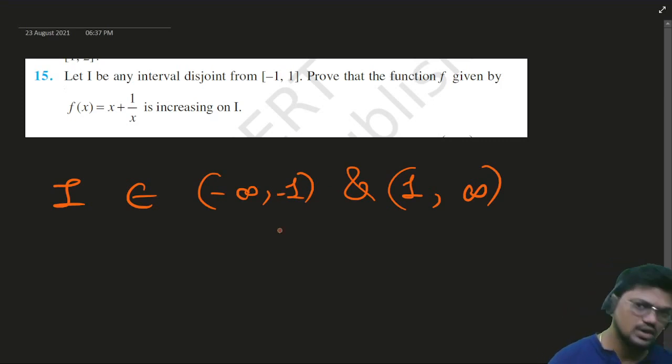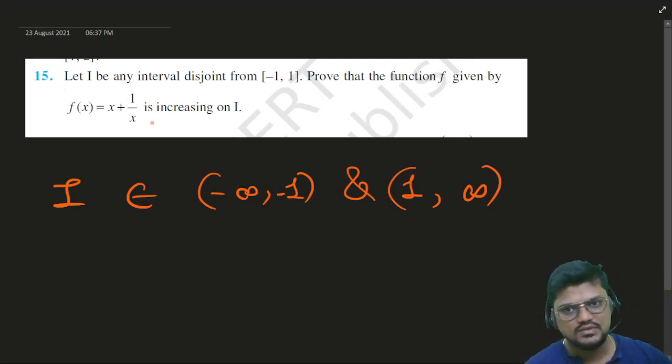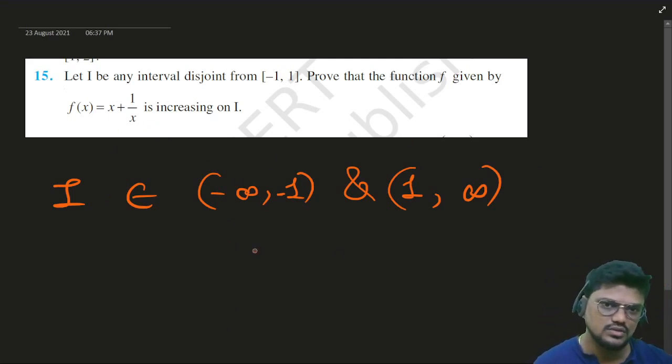The interval -1 to 1 will not be there. So therefore I belongs to minus infinity to -1 and then from 1 to infinity. Okay. Now you have to prove that the function given by this is increasing on I. Means you have to prove that the given function f of x is increasing on both these intervals. Let us check.